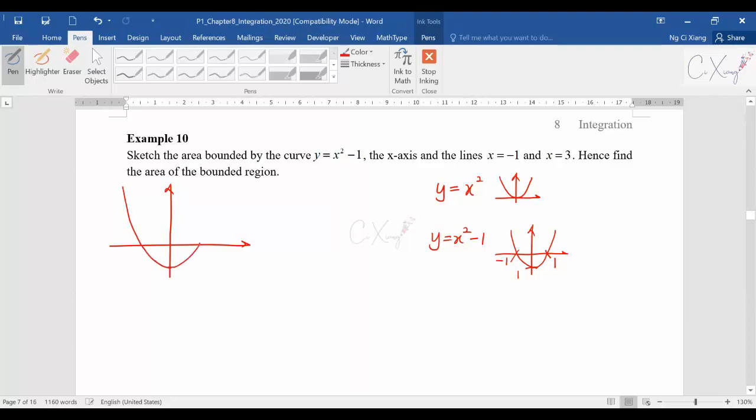Okay, so your graph might look something like this. So this is 1, -1. This is 1. If you read the question, this curve, the x-axis and the line x equals -1 and also x equals 3. So this is x equals -1 and where's x equals 3? Maybe it is somewhere here.